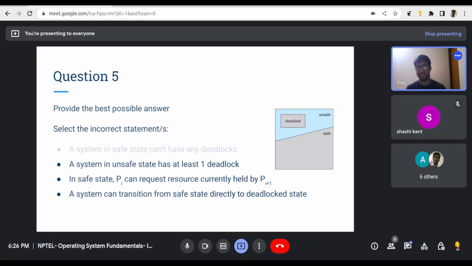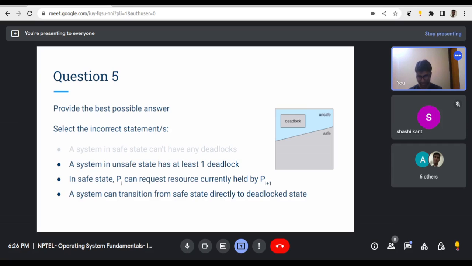A system in safe state can't have any deadlocks, that is correct. A system in unsafe state has not yet had a deadlock, but yes, there can be a situation of deadlock in future. That is, as I said, in unsafe state, the resource requests that can come may be such that they cannot be satisfied given the resource instances that are present at the moment.